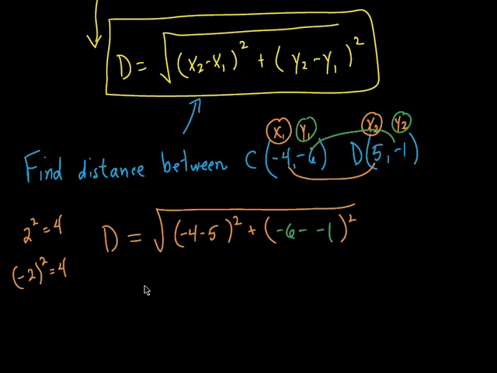Let's continue. We're almost done. That was the hardest part. The rest is a piece of cake. Watch. Just put a big old square root right here. Let's figure out what's in here. Negative 4 minus 5 is negative 9.